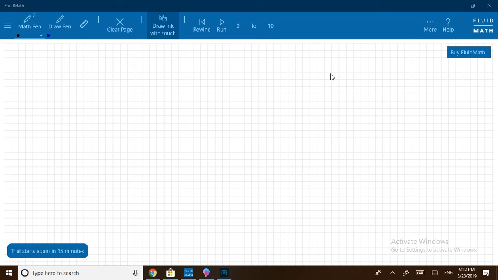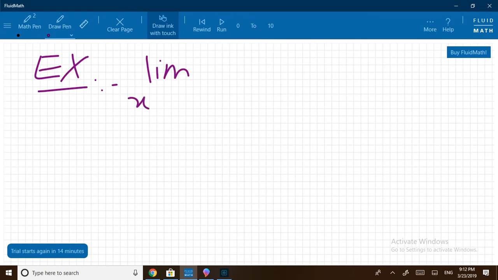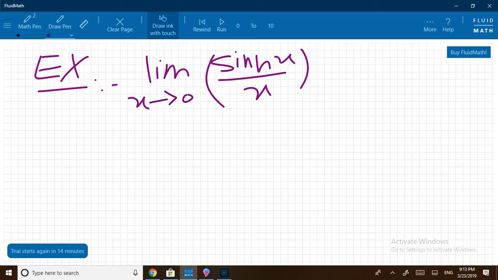Yeah, in the next exercise we will do many more exercises. So in this exercise, we want to find the limit as x approaches 0 of (sinh x divided by x) raised to the power 1 divided by x square.